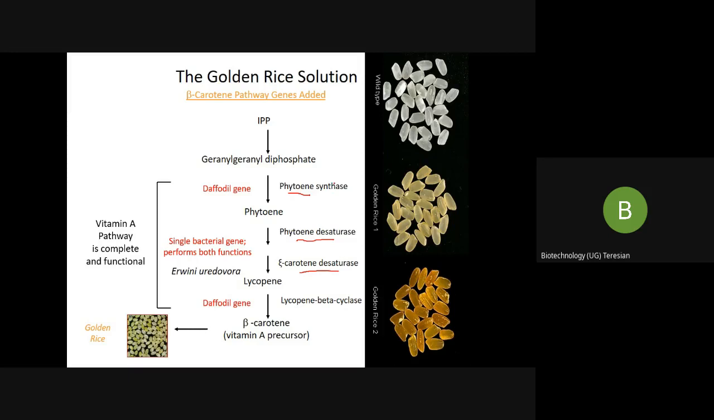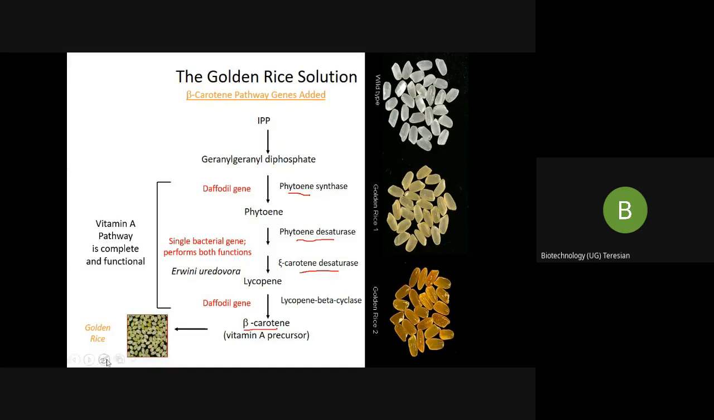Now what has happened is, from the daffodil and from this bacteria, we have taken the genes and put them into a rice plant. Now what happens? The reaction for producing beta carotene occurs. Because all the enzymes are there, my reactants can produce the product. My product, what is it? Beta carotene.